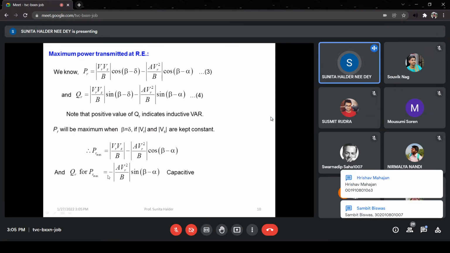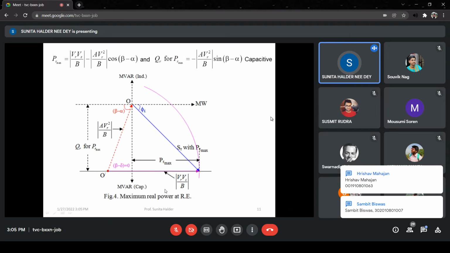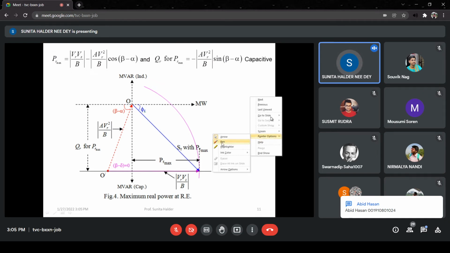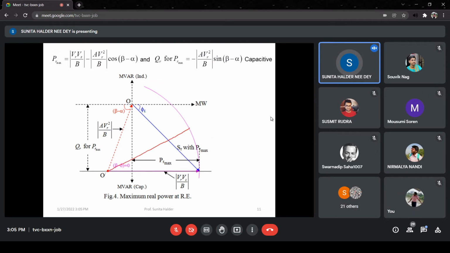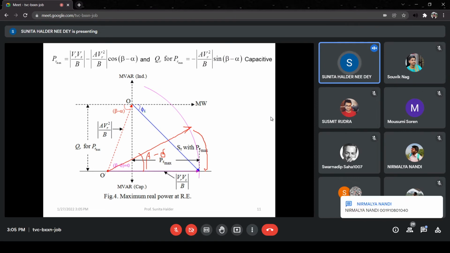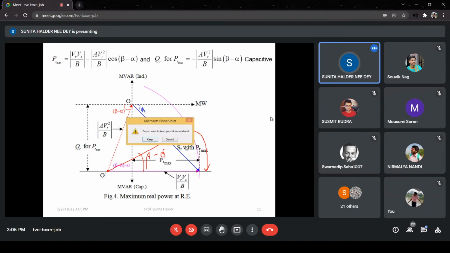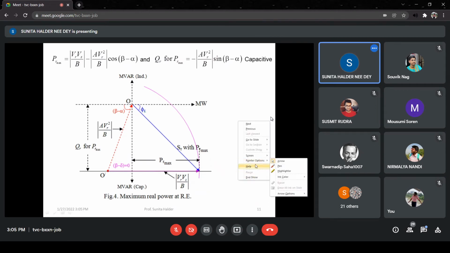So this is the QR for PR max. If we draw the diagram, then this is beta minus alpha. So beta minus delta for a power circle diagram, say this was beta minus delta. Beta minus delta equal to 0 means this will be shifted to the horizontal axis. This is shown by the purple color here. I am discarding this. So this is beta minus delta equal to 0, and this is the point of P max.